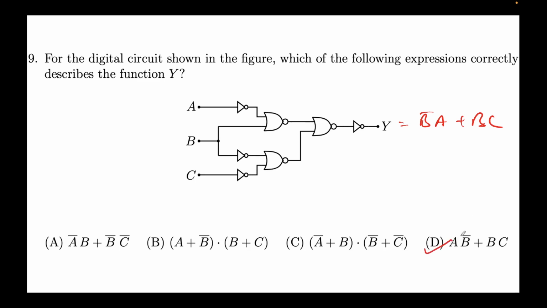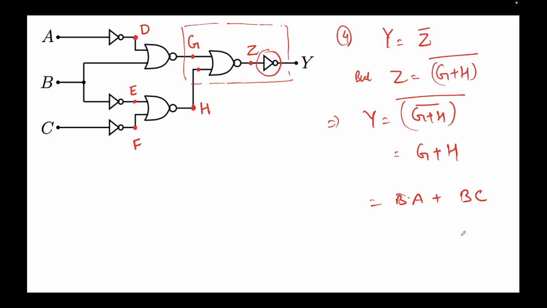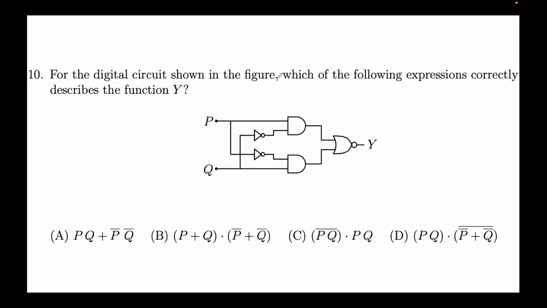Again, a very similar approach in which we just start from the input side and we keep on evaluating the output of each of the logic gates. And so first we do D, E, F, then G, H, and finally Z, and then Y. We just simplified a bit here because this was a NOT gate, right?